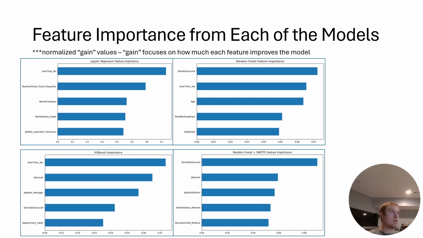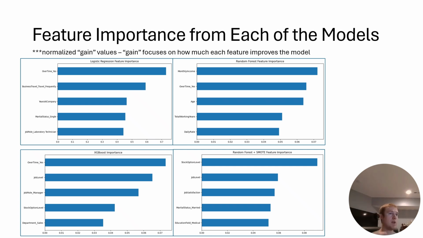Now I'm going to highlight the feature importance from each of the models. For clarification, these are normalized gain values, and gain focuses on how much each feature improves the model. So on the top left-hand side, we're looking at the logistic regression feature importance scores. Overtime was the most important feature within that model, and then business travel frequently was the second most important. So those who travel frequently for business related reasons.